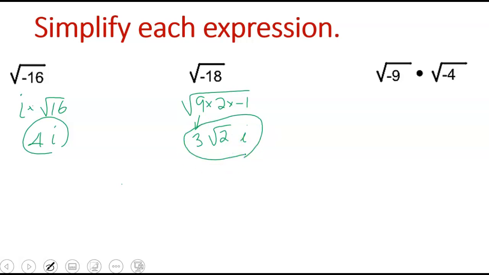Alright, so here we have 3i times 2i, because 9 is a perfect square, 4 is a perfect square, and the negative 1 is i. So 3 times 2 is 6. i times i is i squared. So that becomes 6 times negative 1. That's negative 6.